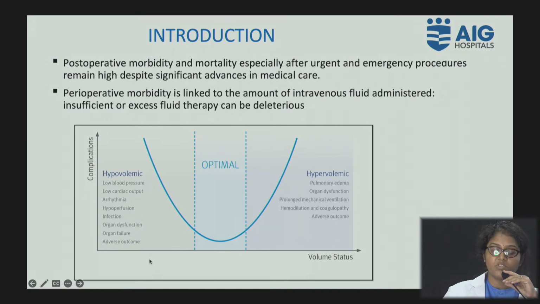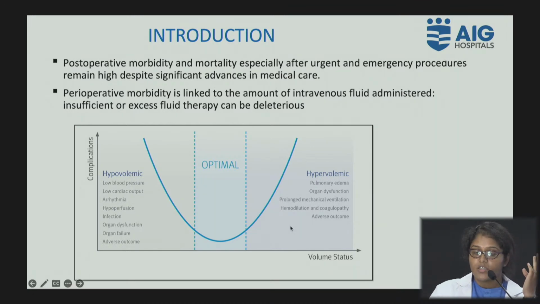If we go to the left side of the curve, the patient will be hypovolemic, which leads to a low circulating volume, low blood pressure, low perfusion to the tissues, which results in organ dysfunction and organ failure. To the right of this bell-shaped curve is hypervolemia, wherein if we overload the patient, at the cellular level, there will be a breach in the glycocalyx membrane, which leads to tissue edema, which further impairs the tissue oxygenation.